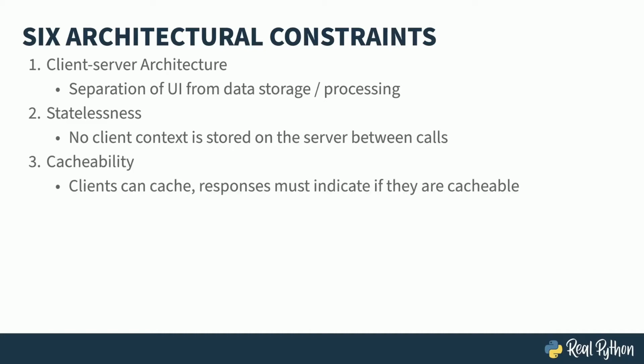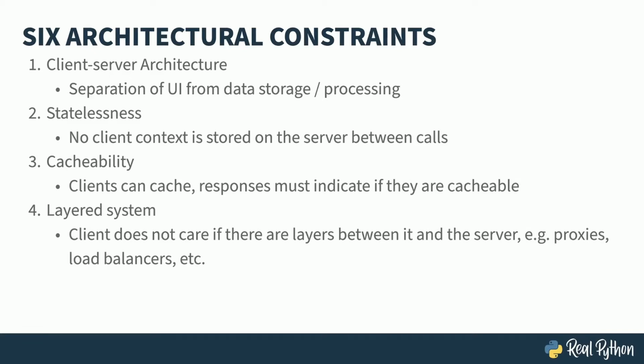The third constraint is cacheability. The protocol needs to be able to support caching on the client side. Once again, this maps very nicely to web servers. Web servers already introduce cache headers to indicate whether or not data has changed on the server side. The system must be layered. This means that things like proxies and load balancers could be between the client and the server and should not affect the client or the calls.